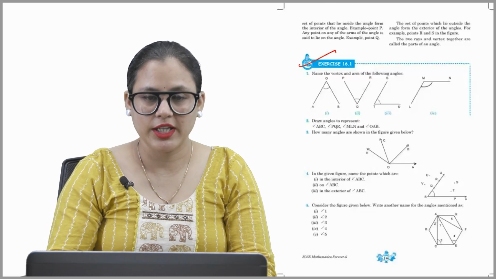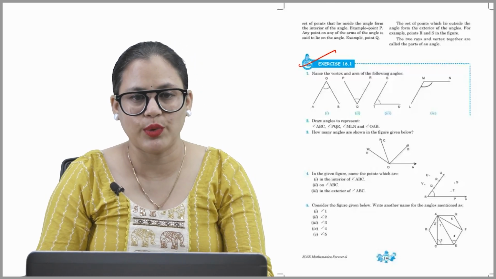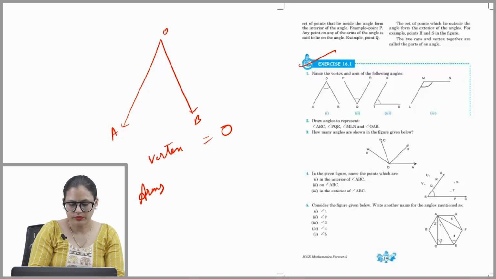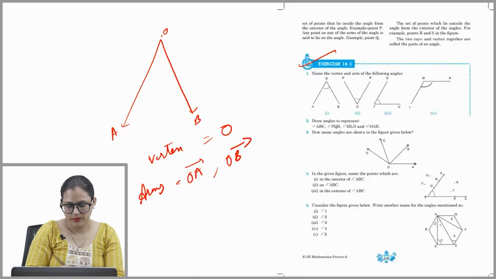Exercise 16.1. Name the vertex and arms of the following angles. Okay, so it is like this. AOB. We have to name the vertex. Vertex is what? O. And arms OA, okay, and OB. Right?